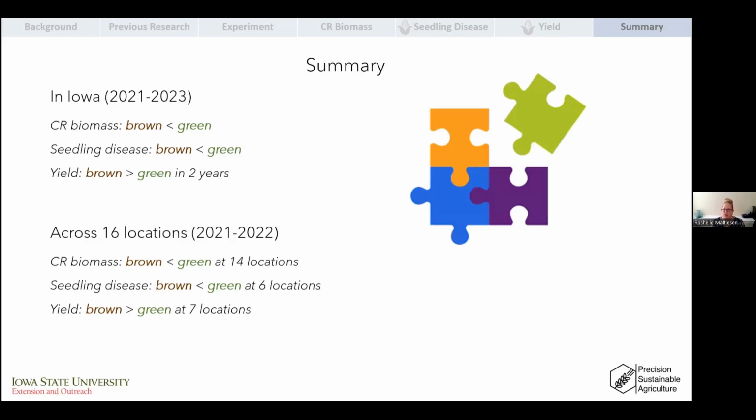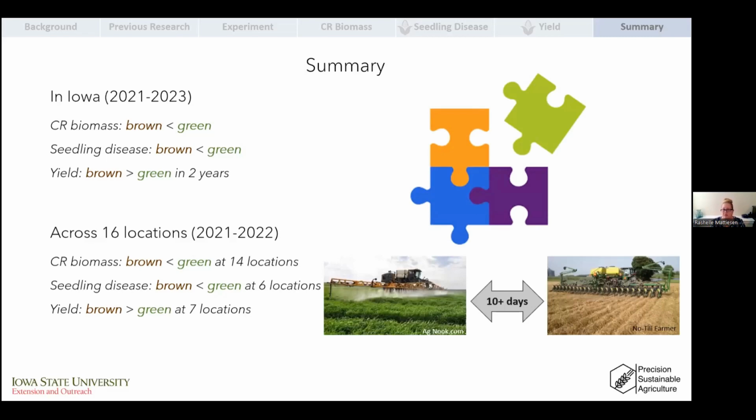I think for Iowa, we're moving a little bit closer with that puzzle piece to fit in the yield drag puzzle, to understand that seedling disease and yield can be impacted if you're planting green compared to planting brown. And I think that recommendation holds for separating when you terminate your cover crop from when you plant your corn, having 10 plus days in between the two, based on this research and Giatsna's previous research.